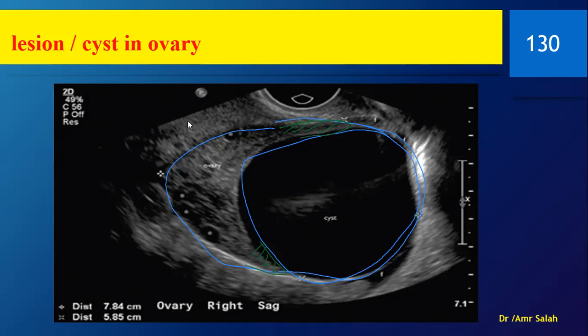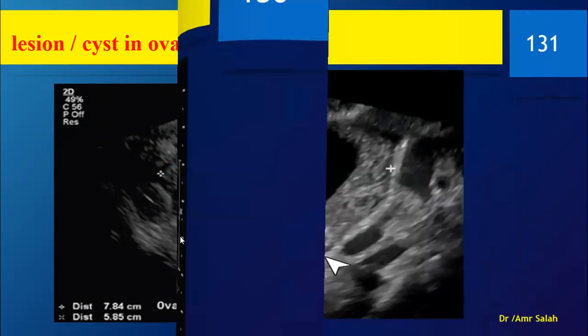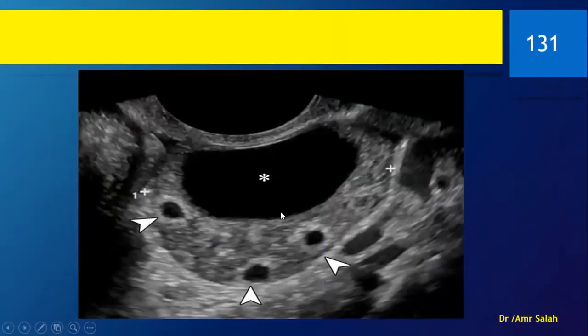So there are two signs. The ovary itself would be large and atypical in location, and then the heterogeneous look of the ovary, and the lesion in the ovary, that is, a cyst in the ovary. So we have now four non-specific signs. Look at this, a cyst in the ovary and some follicles.